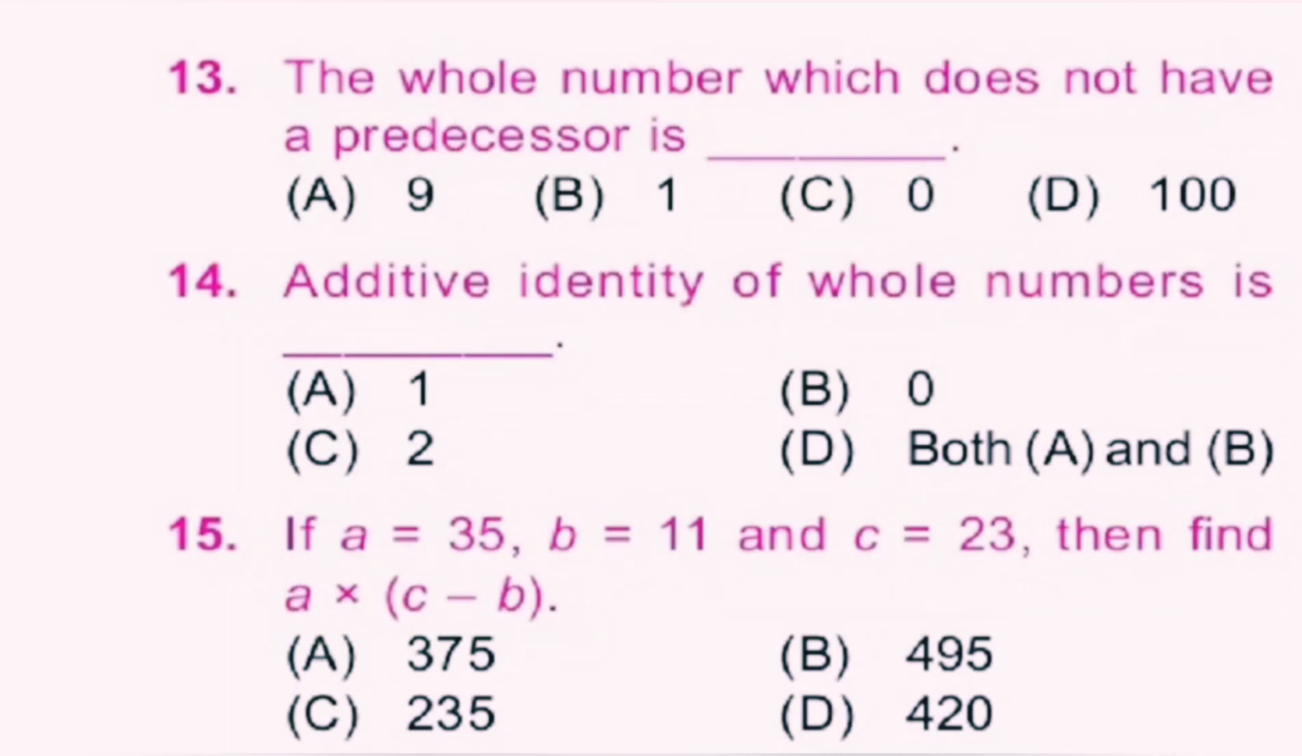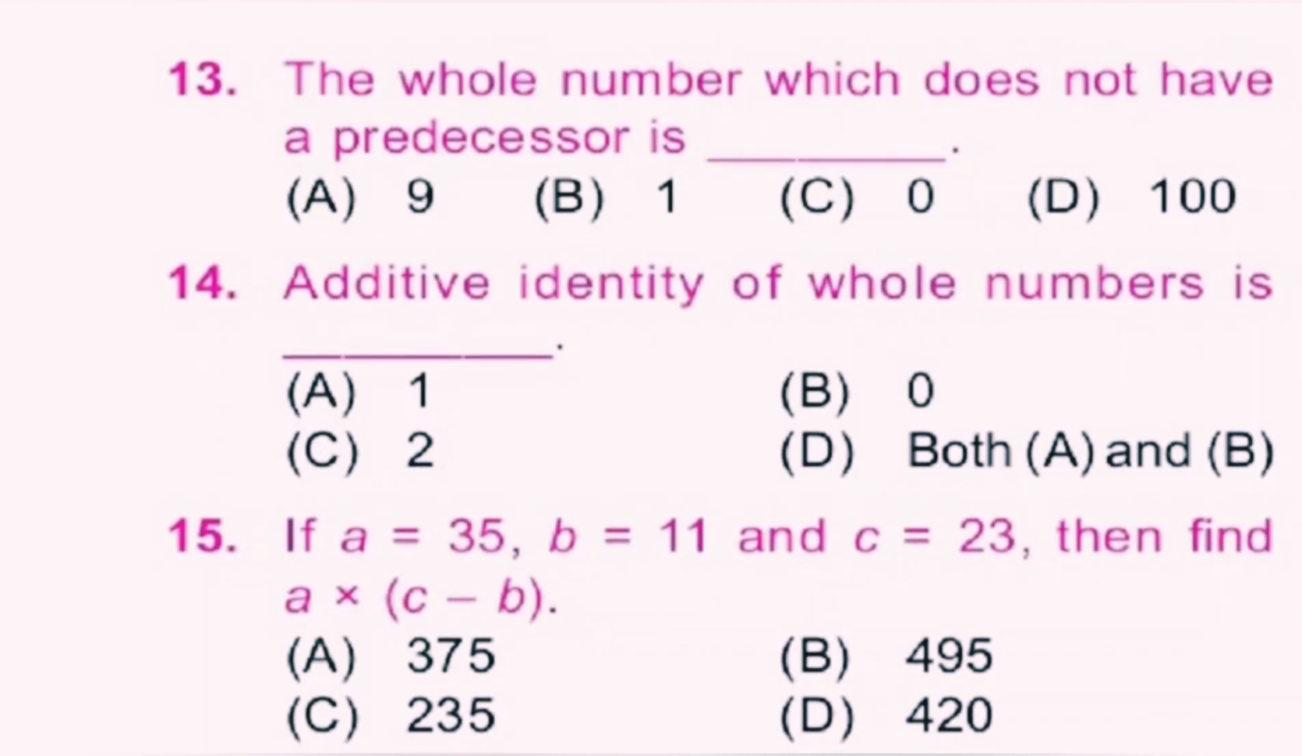Question number 13. The whole number which does not have a predecessor is dash. The whole numbers are 0, 1, 2, 3, 4, 5 and so on. 0 is the least whole number and does not have a predecessor. C is the correct answer.